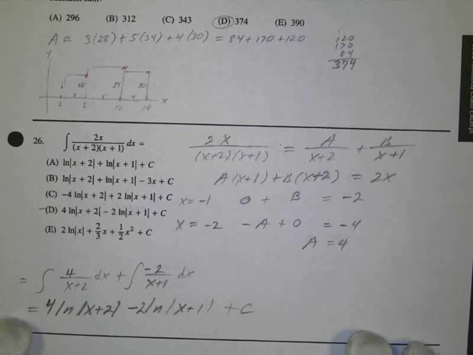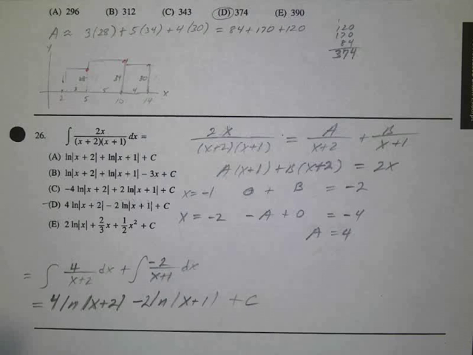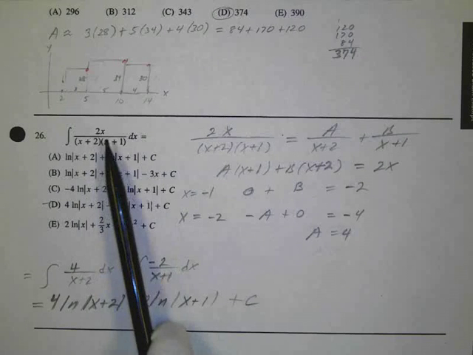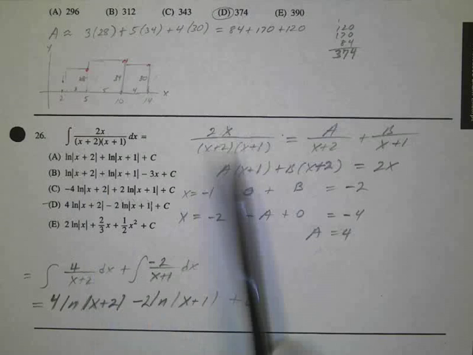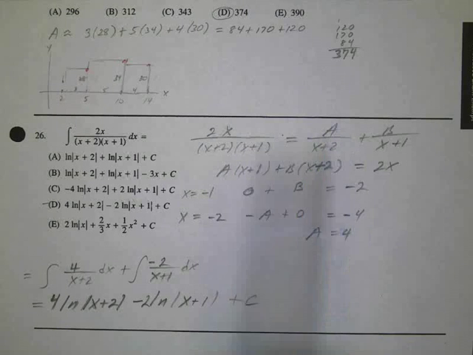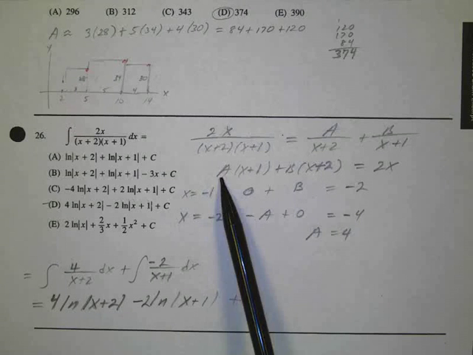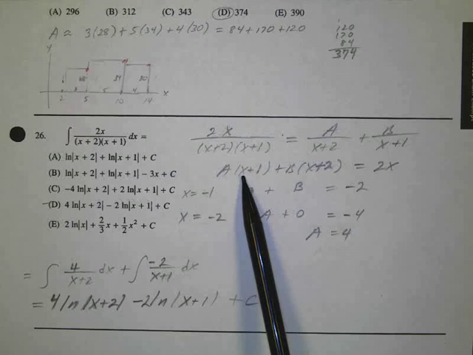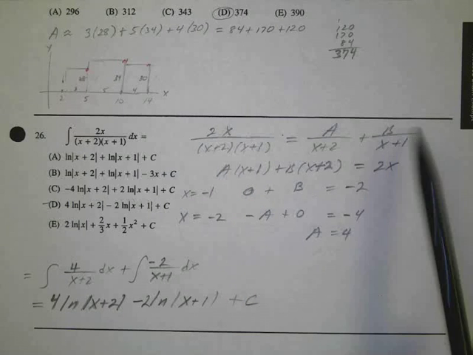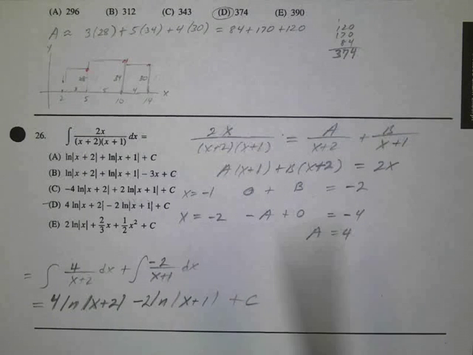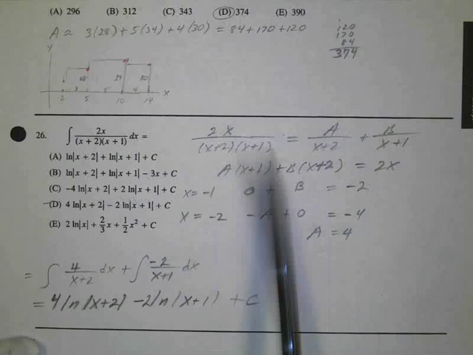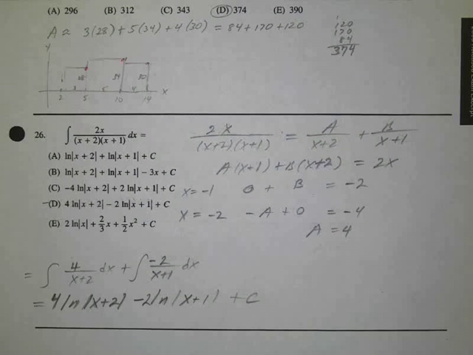Okay, then we want to integrate number 26, and this was just an integration by partial fractions. So we rewrite this 2x over this denominator equals a over x plus 2 plus b over x plus 1. Then we work over here, so we got a times x plus 1 plus b times x plus 2, if we put these all over a common denominator, equals 2x. So these would be the numerators over this denominator. So if the denominators are equal, the numerators are equal.